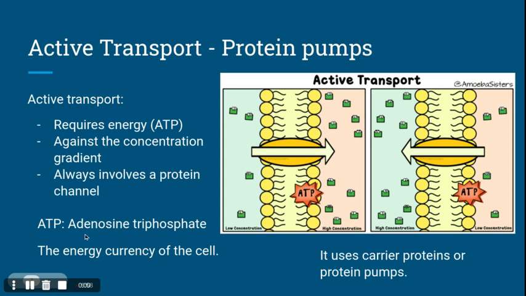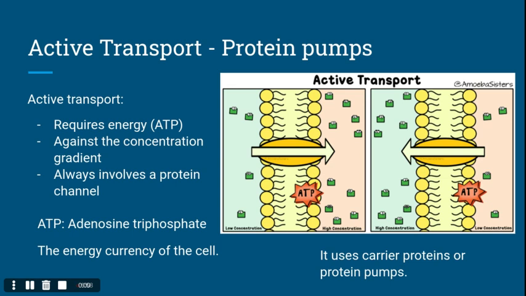Active transport requires ATP. I will not try to pronounce what it stands for because I will butcher it, and I don't want marks taken off, please. But ATP is just the energy currency of the cell. And this is against the concentration gradient. That's why it requires ATP, and it always requires a carrier protein or a protein pump.